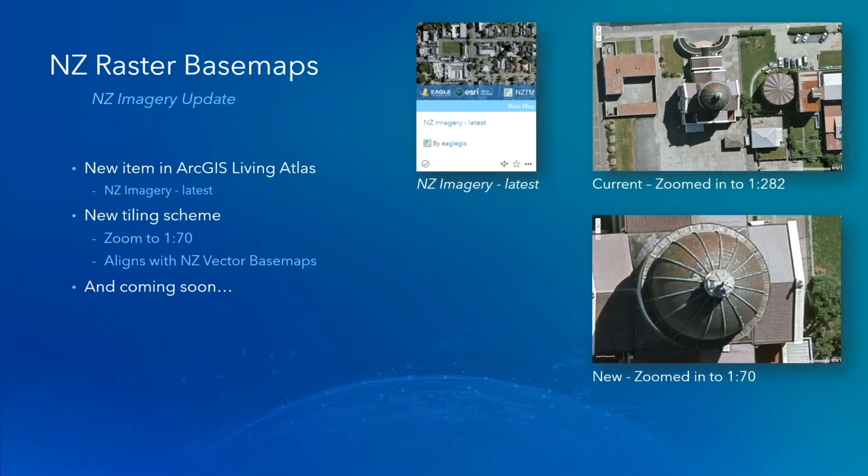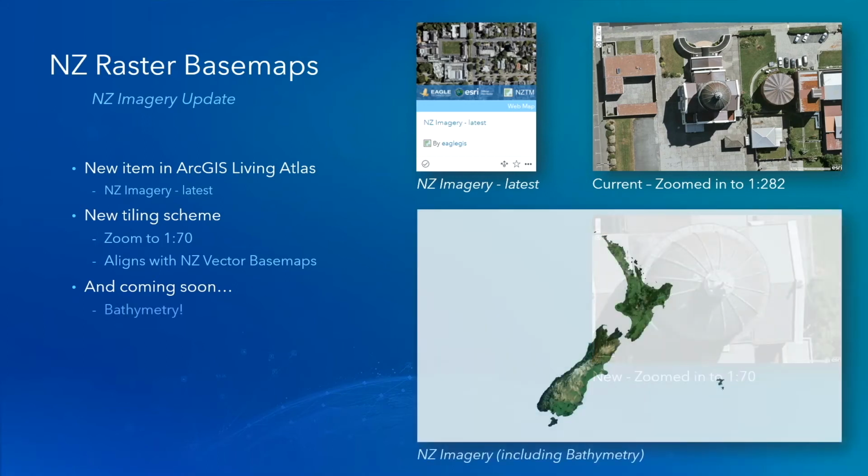Sticking with the theme of raster base maps, let's talk about the New Zealand Imagery Base Map. This base map brings together the latest regional imagery captures made available by Land Information New Zealand. In an aim to align this base map with the vector base map offerings, we're making a few changes to this layer. This includes creating a new service, which now allows you to zoom to 1 to 70, whereas previously you could only zoom as far as 1 to 282. And in the coming months, we'll also be including another new feature, the much anticipated bathymetry.